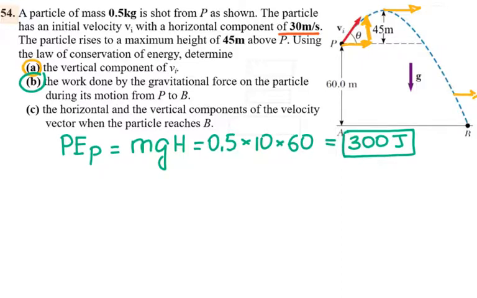And I'm losing all that energy. I know that the work by gravity is going to be equal to the change of the potential gravitational energy between P and B. So the final potential energy at B is 0 and initial is 300. So the work is also equal to 300 joules.